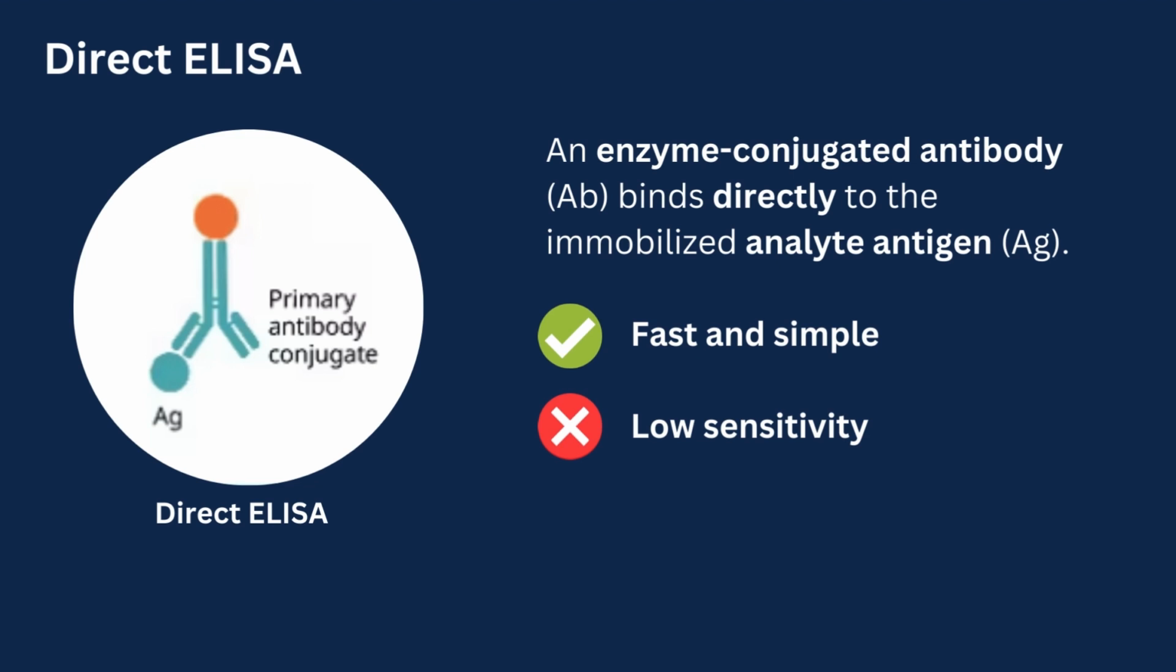This method is used simply to detect the presence of specific antigens within a sample, for example, testing of hepatitis B surface antigen in blood samples to diagnose Hep B infections.